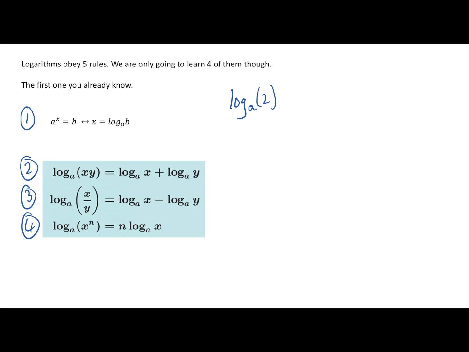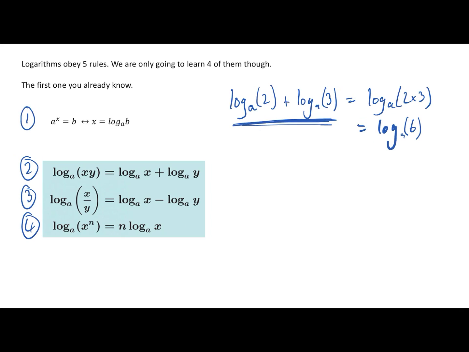So basically, rule number 2 says if I have, let's say, something like this, log base a of 2 plus log base a of 3, I can bring them together into one single logarithm: log base a of 2 times 3, which is log base a of 6. Okay? So I can take 2 logarithms and combine them into one logarithm.